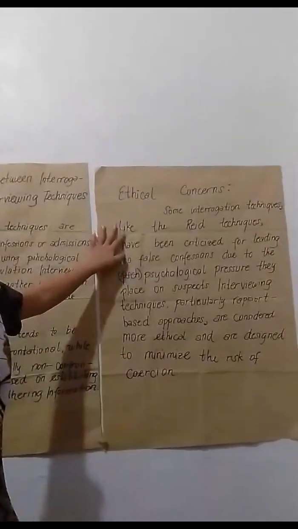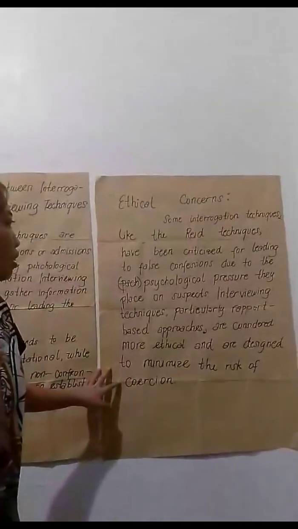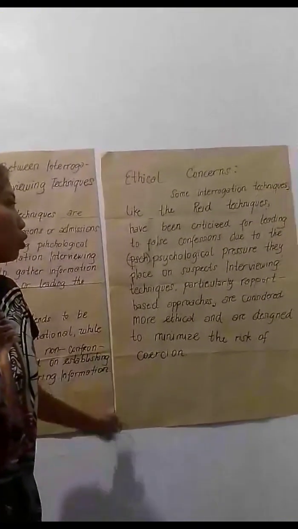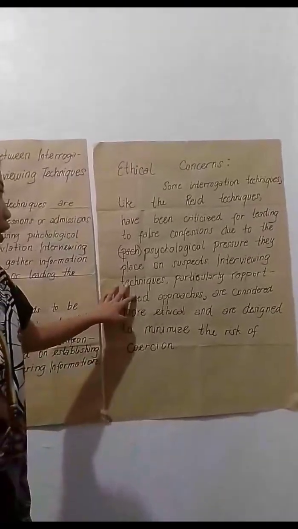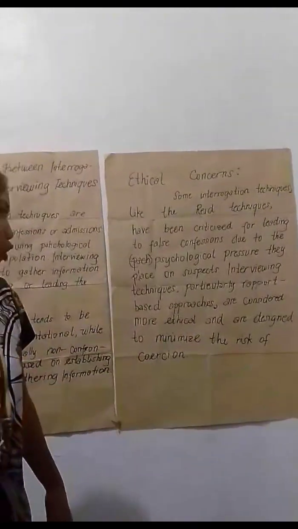Next is ethical concern. Some interrogation techniques, like the Reid technique, have been criticized for leading to false confessions due to the psychological pressure they place on suspects. Interviewing techniques, particularly rapport-based approaches, are considered more ethical and are designed to minimize the risk of coercion.